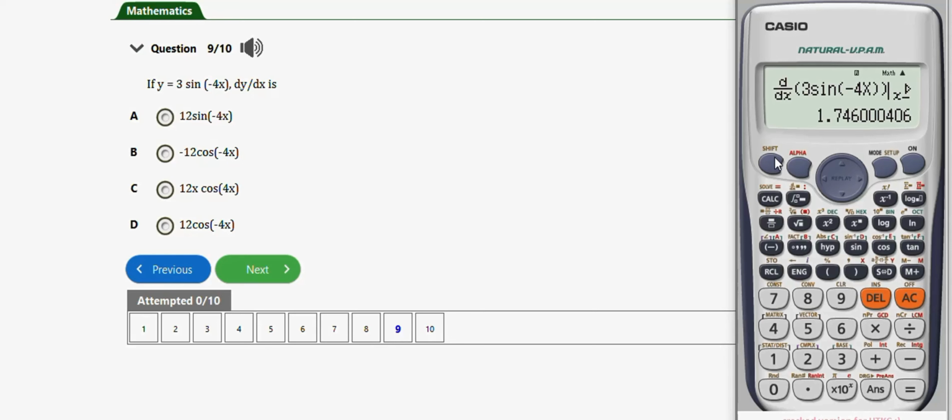Let's press the equal sign and see what the output is going to give us. We have 1.746. Right now, let's evaluate the options. Anyone that gives us 1.746 will be the answer. Okay, let's do option A. We have 12 sine minus 4x.